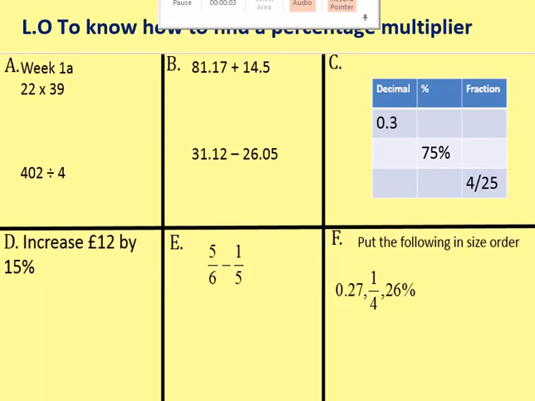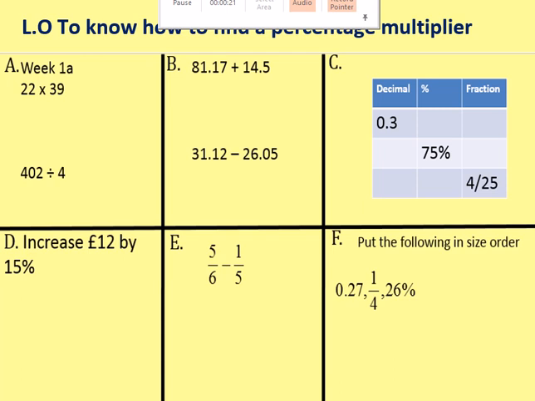Good morning all and welcome to today's maths lesson. This lesson marks the beginning of Unit 909, which is all on percentages and multipliers. So the learning objective for today is to know how to find a percentage multiplier.